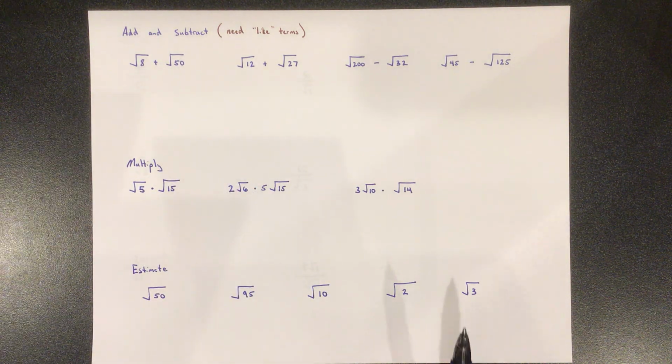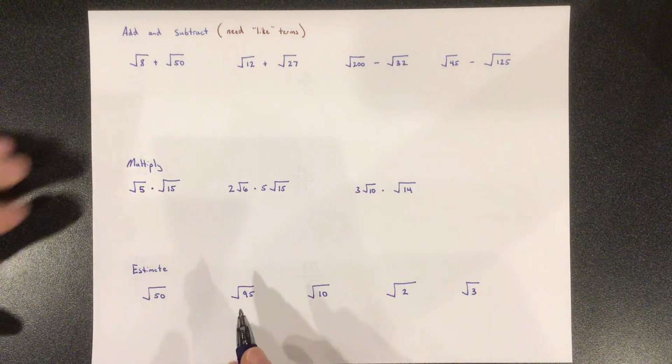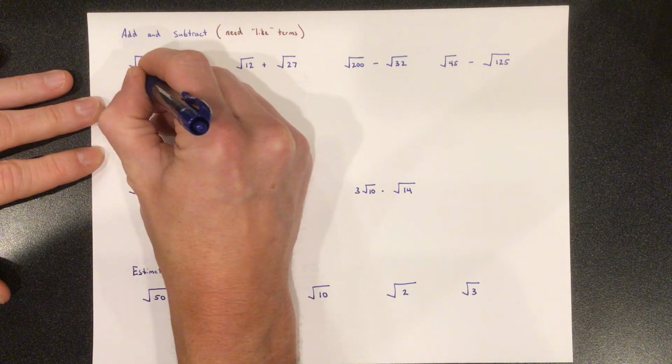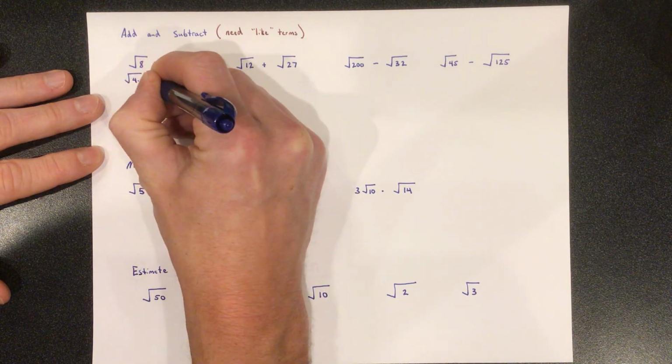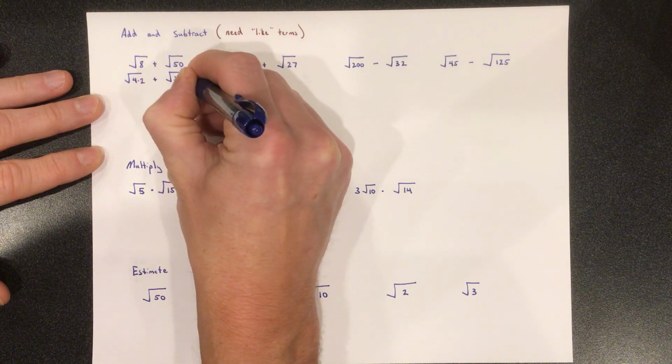How am I going to add those together? Well, you can't yet. You're going to have to do some work. And so what we want to do is we need to simplify those first. So the square root of 8 is 4 times 2. The square root of 50 is 25 times 2.